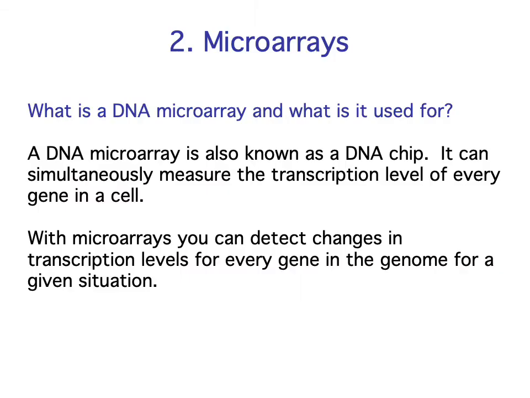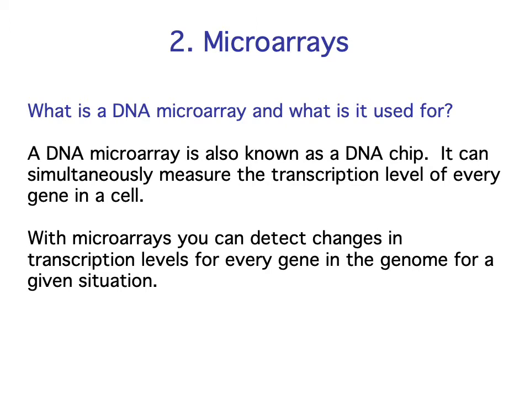Okay, so again, what is a microarray and what is it used for? It does have multiple names. A DNA microarray is also known as a DNA chip. And what it can be used for is to simultaneously measure the transcription level of every gene in a cell. So with microarrays, you can detect changes in transcription levels for every gene in the genome for a given situation. And we'll look at a couple of examples as we go through the slides.